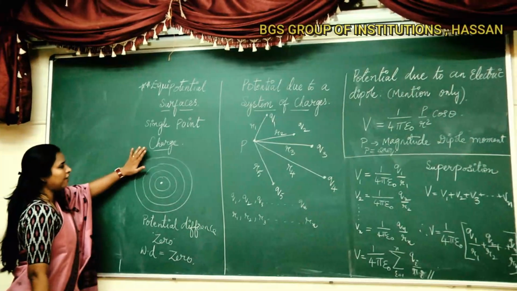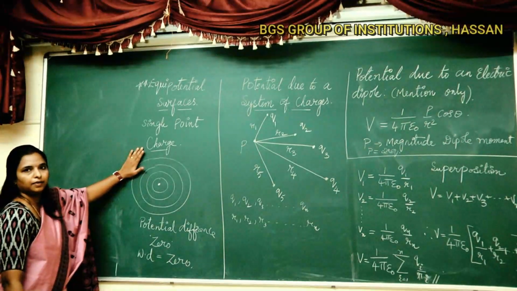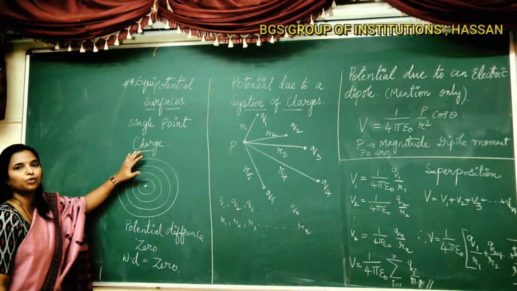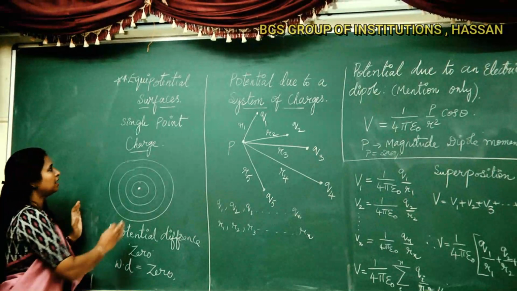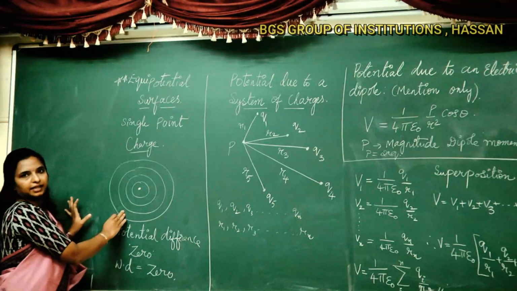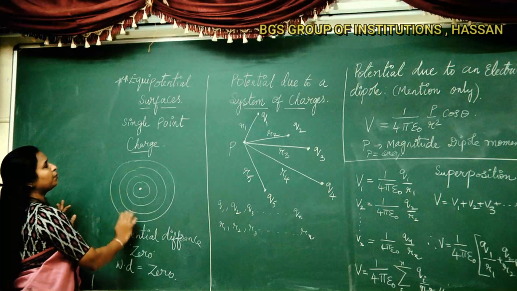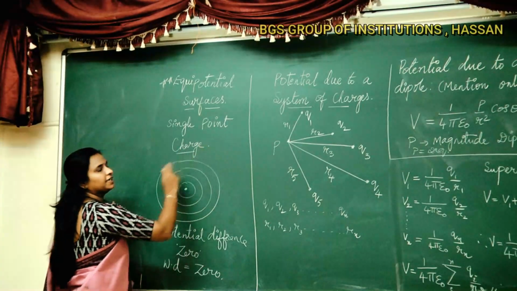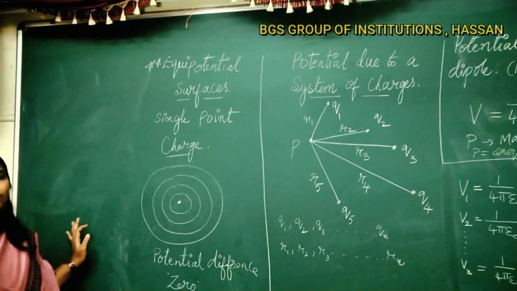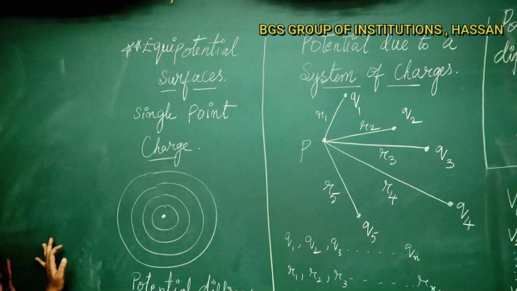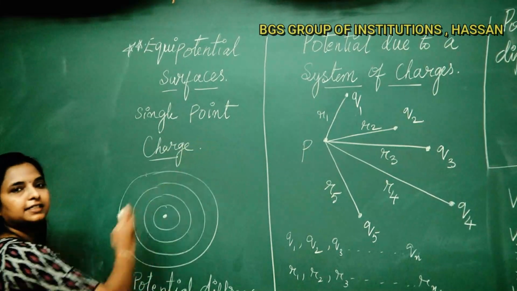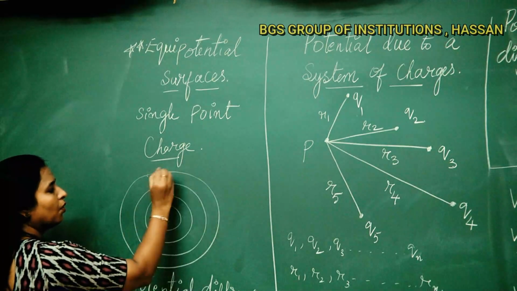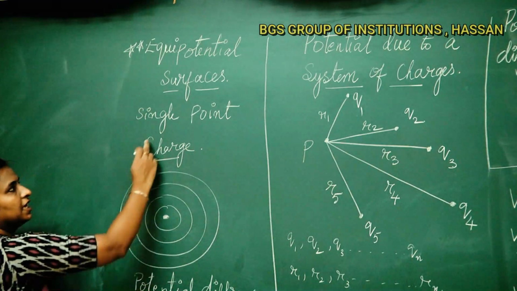Now I have drawn the field, the structure for the single point charge. How do you represent a single point charge diagrammatically? It is like this. So this shows the equipotential surface for a single point charge. This also you will get for 1 mark: draw the equipotential surface for a single point charge. So it will be like concentric circles around a charge.